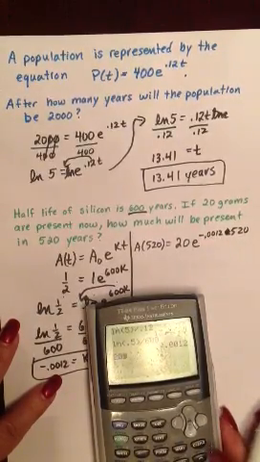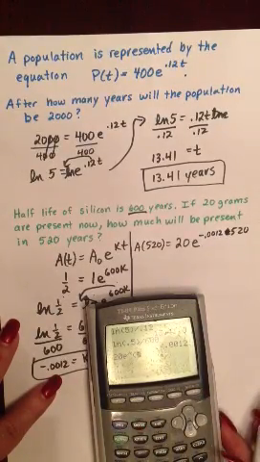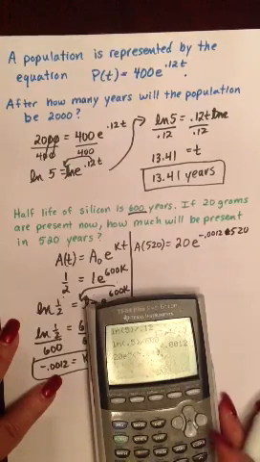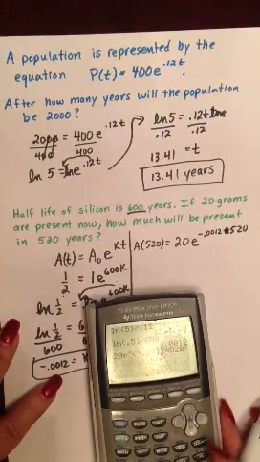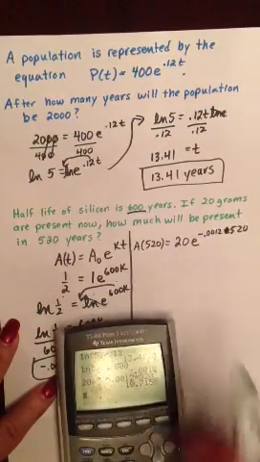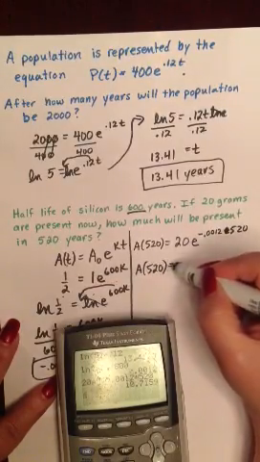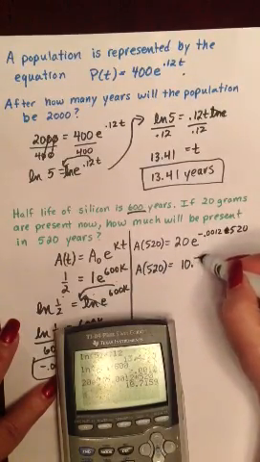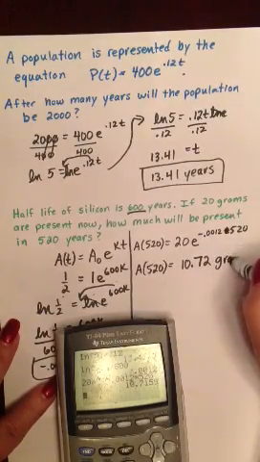So I go 20, second natural log is how I get the e, and it's negative 0.0012 times 520. Because they want to know how much I'll have after 520 years. And the amount I have after 520 years is equal to 10.7, let's say 10.712 grams.